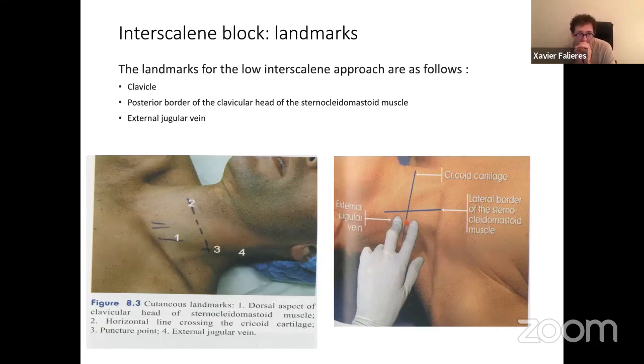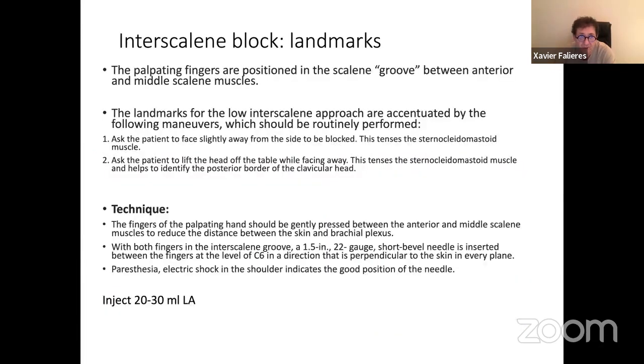So the landmarks are very, very easy, certainly in a normal weight patient. You will have the clavicle, the posterior border of the clavicular head of the sternocleidomastoid muscle, and the cross point at the external jugular vein. It will be the place to give your block. Very important. So you will palpate with your fingers. You will feel the groove between the anterior and the middle scalene muscle. It's very easy to feel it.